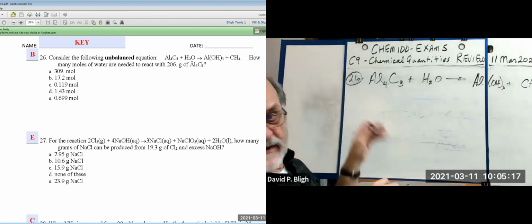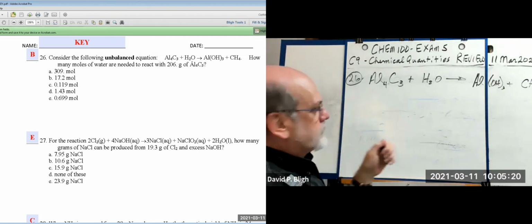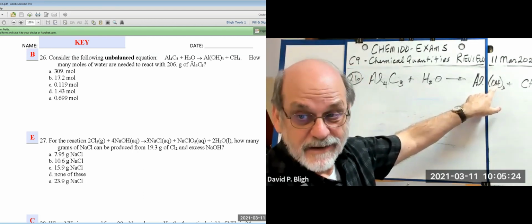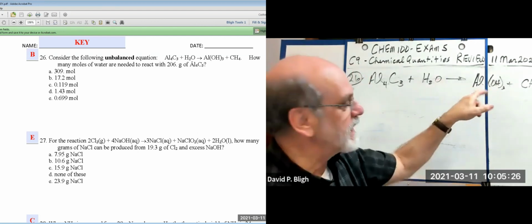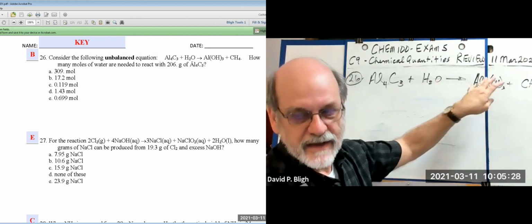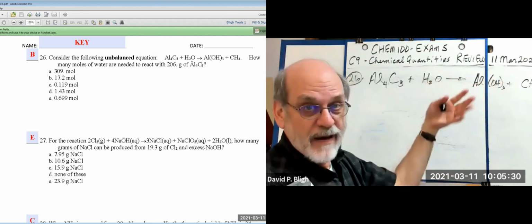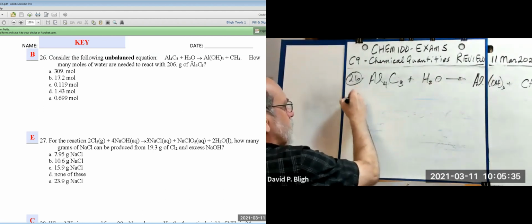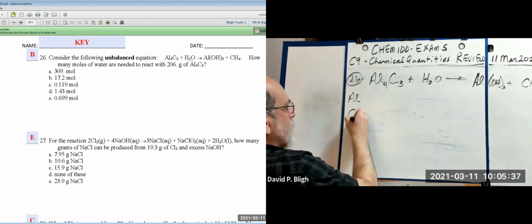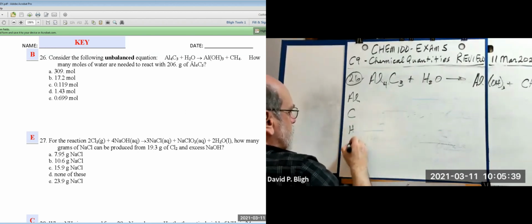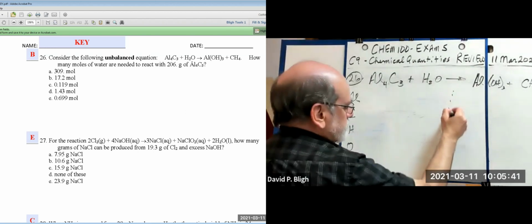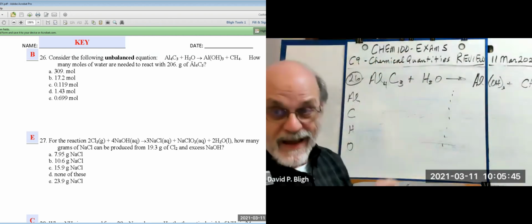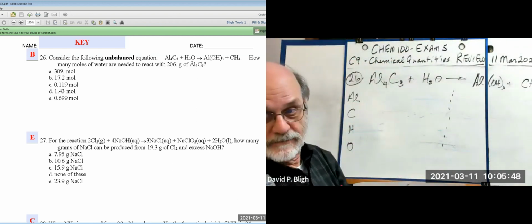Okay, so let's balance this thing. Notice that we've got a polyatomic here, but it's not on both sides. So we have to break it apart. We can't keep the polyatomic as a balancing group. So let's just break everything apart. There's aluminum, there's carbon, hydrogen, and oxygen. In fact, for this problem, the real bear here is balancing this equation.